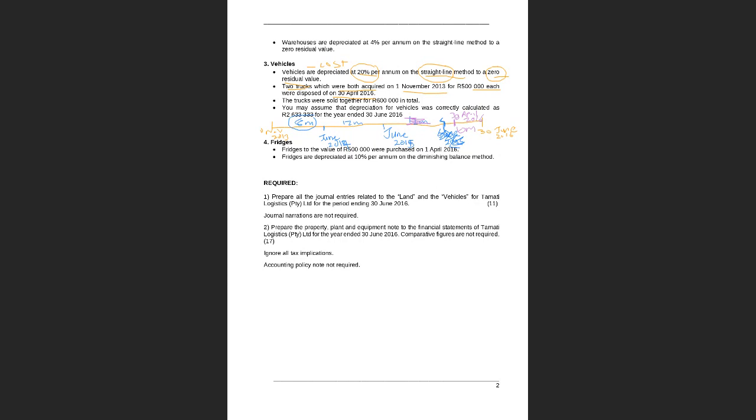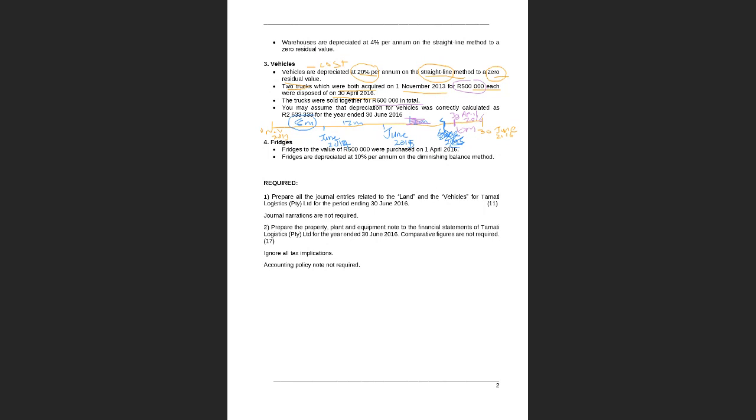Okay, then they give us how much they sold the trucks for. So they sold it for 600,000 in total. Please be careful of things like this, yeah. So this is so that you can get confused, okay, just to see are you paying attention or not. So they gave you the purchase price of the trucks, it's 500,000 each. Okay, so that means that for two trucks, the cost would be 1 million rand. Okay, when we sell it together for 600,000 in total, so it would be 300,000 each. Okay, so just be careful when you're doing your calculations, you take that into account.